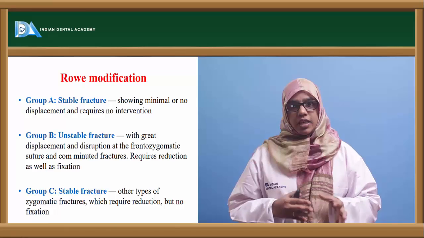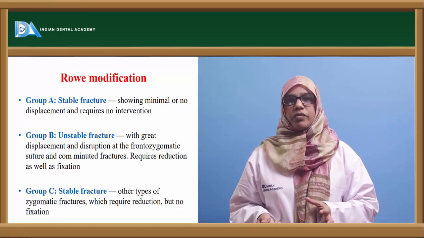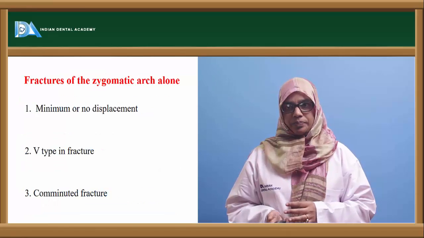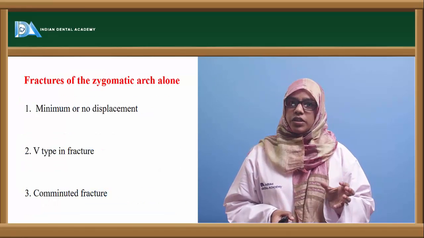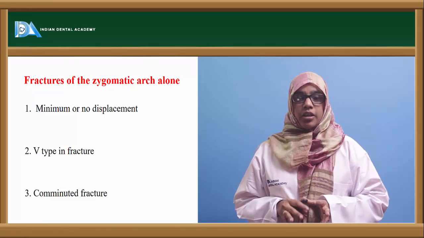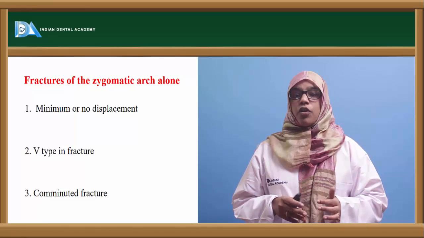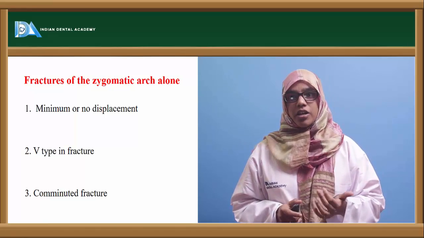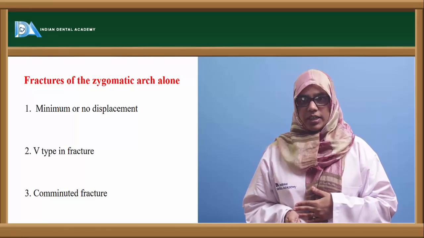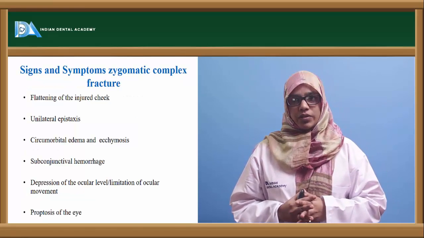Type C is a stable fracture with other types of fractures, like the zygomatic arch, also fractured along with the complex. Now fractures of the zygomatic arch can also occur as a separate entity. Now this can be classified as minimally or non-displaced fracture, V-type fracture of the zygomatic arch and comminuted fracture of the zygomatic arch. Now what are the signs and symptoms of zygomatic complex fracture?